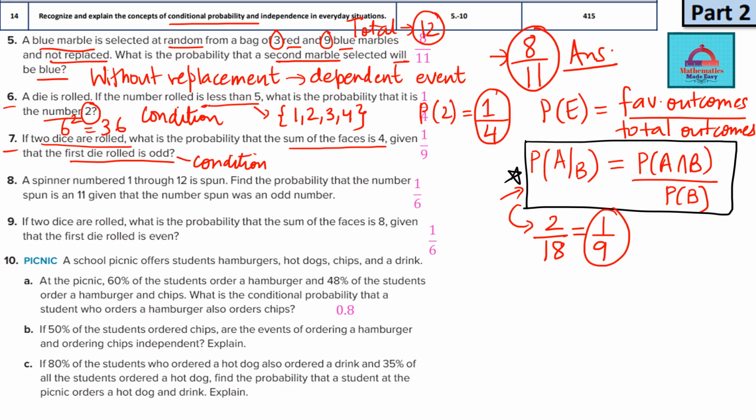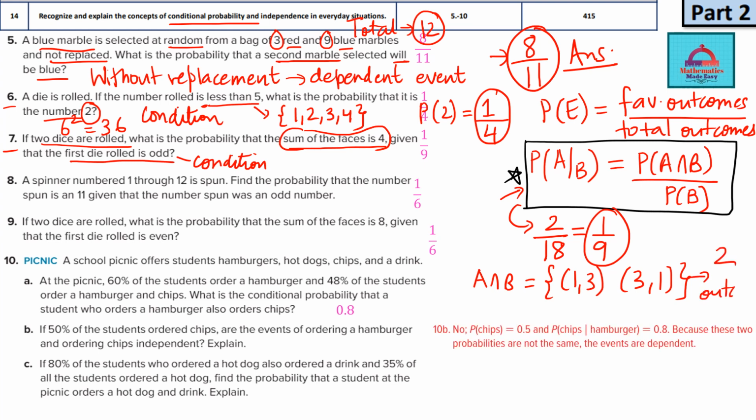Now, if you want to go into more detail and also look at the sample space, then I will write for you here A intersection B, the sample space is going to be (1, 3) and (3, 1). How do you get this? If you see, the condition which is given is that the sum of the faces is 4. So 1 plus 3, 3 plus 1, this is 4. So there are two outcomes which are favorable. So that's the numerator.